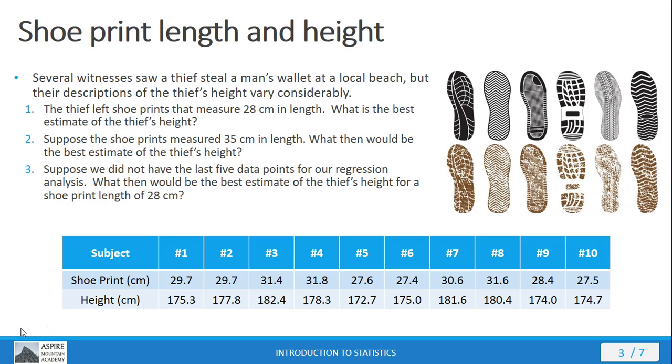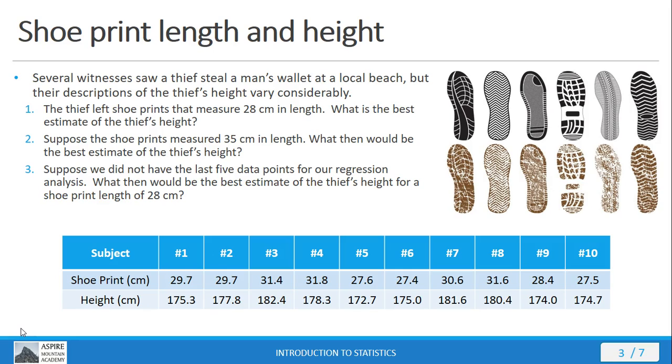Let's look at an example, again involving shoe print length and height. We're familiar with this data set because we've been examining it for the past several mini lectures. Several witnesses saw a thief steal a man's wallet at a local beach, but their descriptions of the thief's height are varying considerably. So police measure the length of a shoe print that they find there in the sand, and it's 28 centimeters in length. The question is, what is the best estimate of the thief's height?